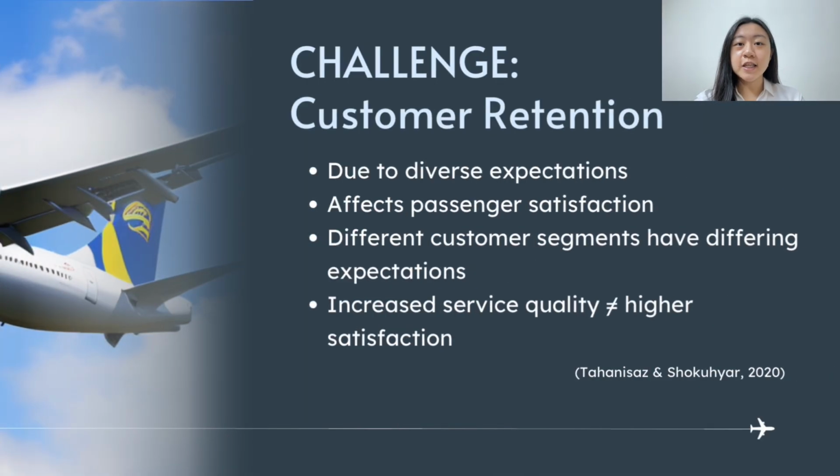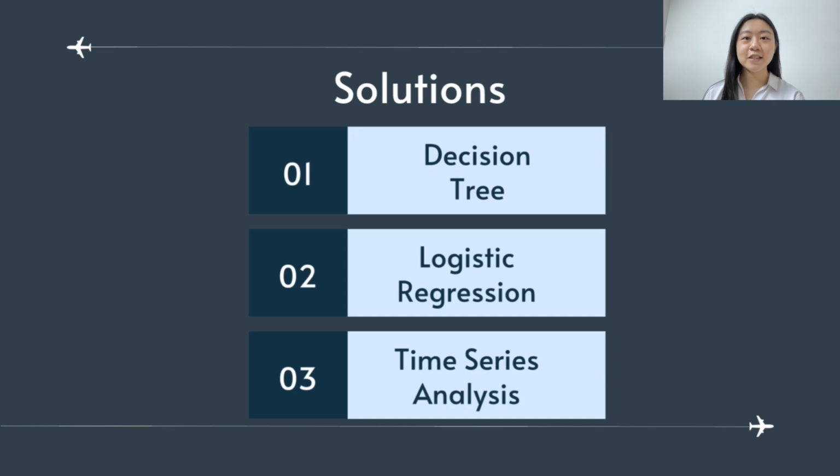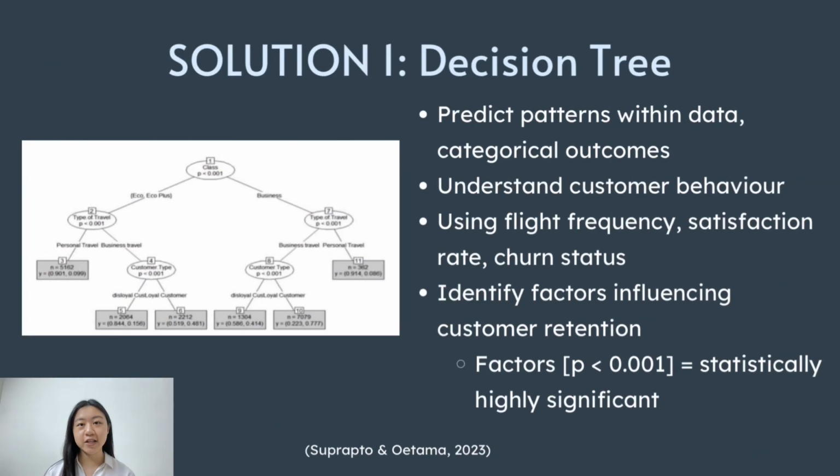Customer retention is a key challenge in the industry, mainly due to diverse customer expectations. Differing segments have varying expectations, which affects passenger satisfaction and customer retention. To tackle this, we'll be looking at three predictive techniques: decision tree, logistic regression, and also time series analysis. First, let's look at decision tree.